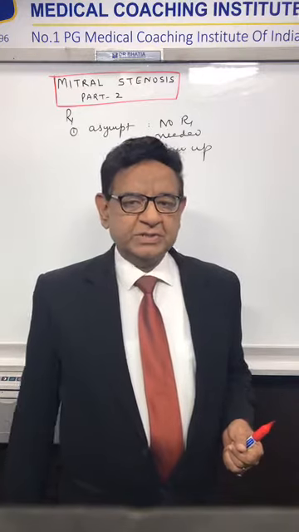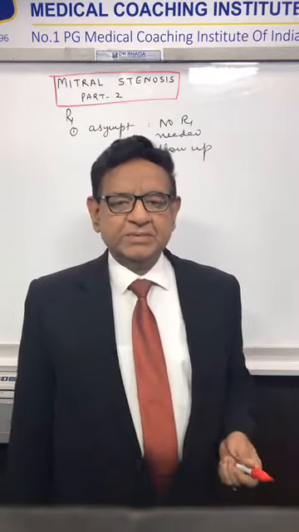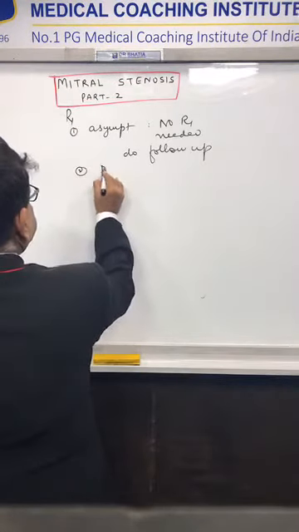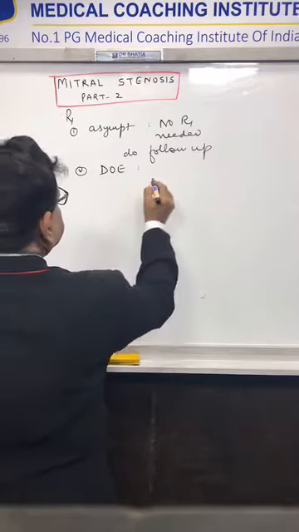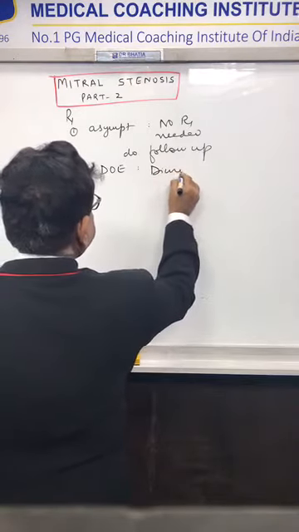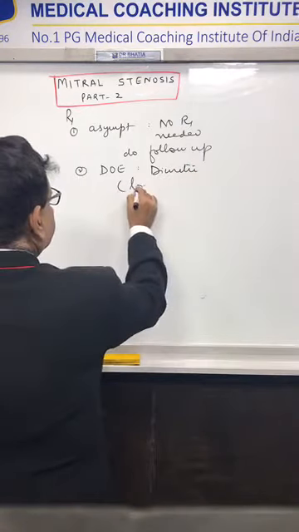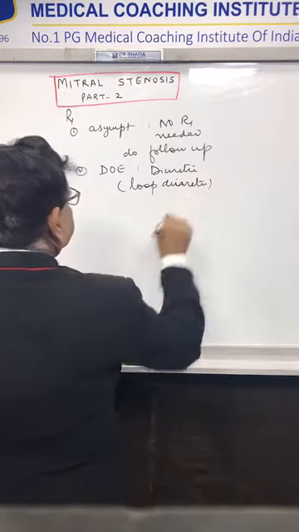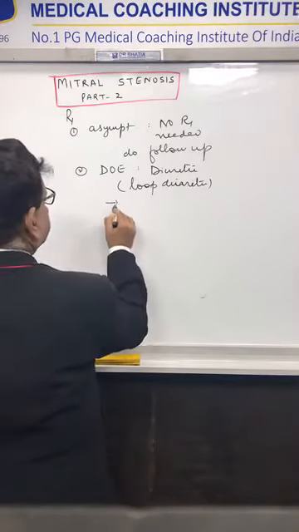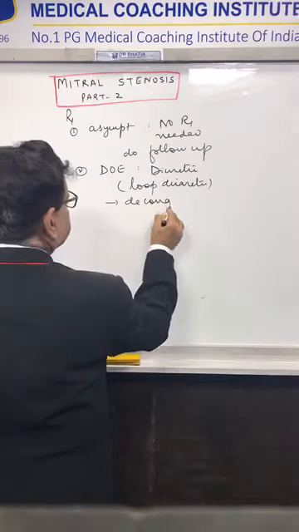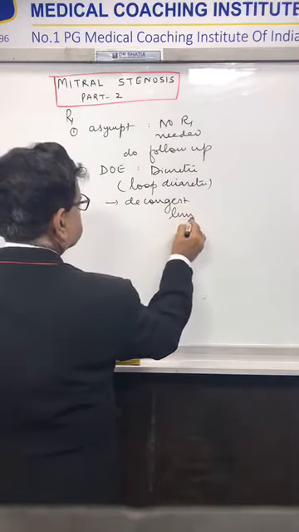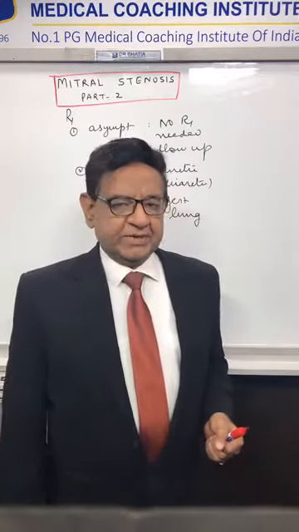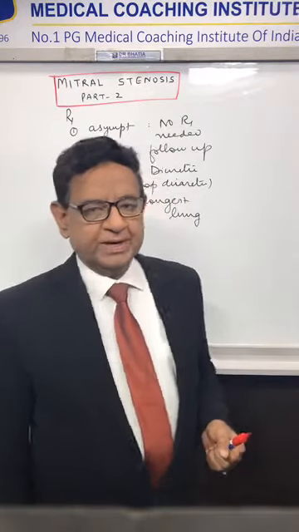Otherwise, as I told you yesterday, the first or initial symptom of MS is dyspnea on exertion. If the patient has dyspnea on exertion, then you give diuretics. Usually we prefer to give loop diuretics. It is going to decongest the lungs, and that's what we want. Once the lungs are decongested, the patient will have tremendous symptomatic improvement.